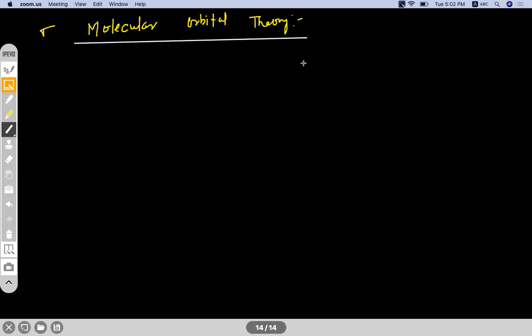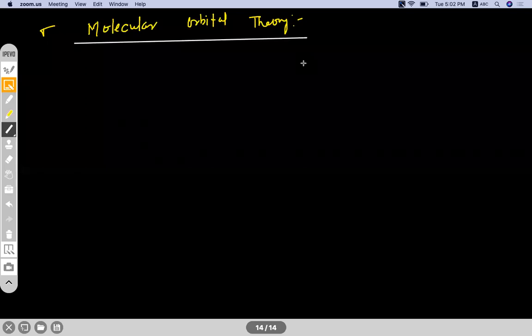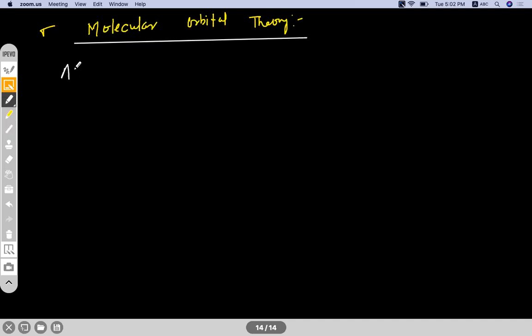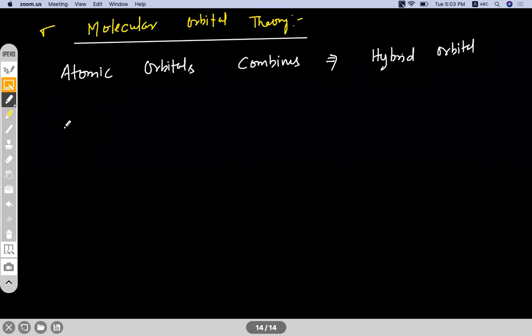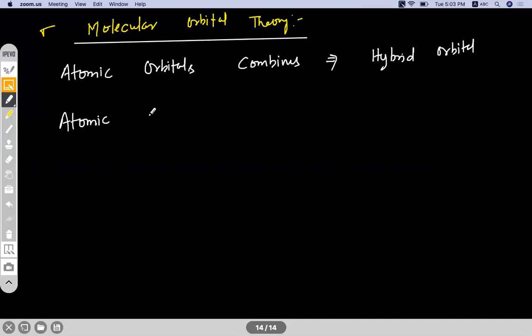First of all, like in hybridization, atomic orbitals combine and form hybrid orbitals. So here also, in molecular orbital theory, orbitals of atoms combine and form molecular orbitals. Let me write down these two points, then probably you'll understand the difference. Atomic orbitals combine and form hybrid orbitals. Again, atomic orbitals combine and form molecular orbitals.